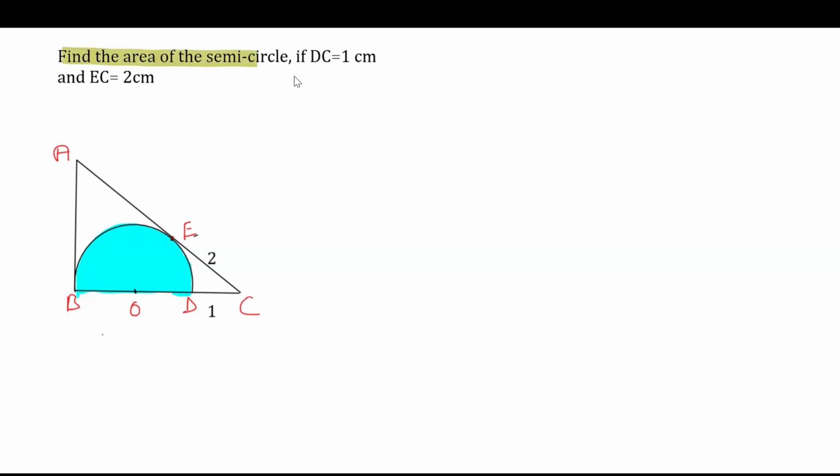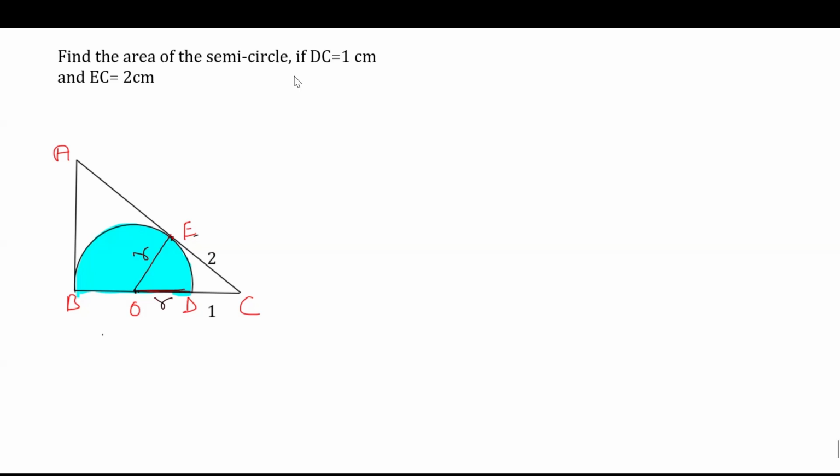In this question, we have to find the area of the semicircle. The semicircle area we have to find out. And further, we are given the length of DC. This length DC is given as 1 centimeter and EC as 2 centimeter. So clearly we can see over here AB is a tangent and even A is also a tangent to this semicircle, E being the point of contact. So what I'm going to do in the first go is join this radius from the point of contact to the center. And I can mark this as R over here. That's the radius. Well, from the figure, we can see that OC is also a radius.